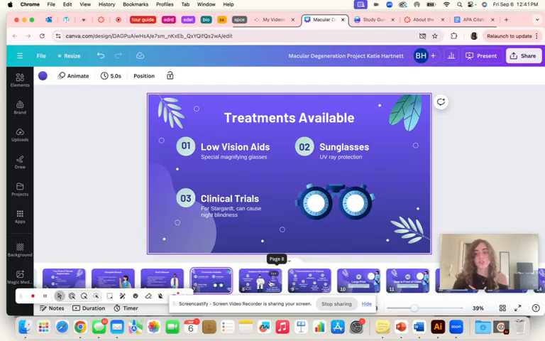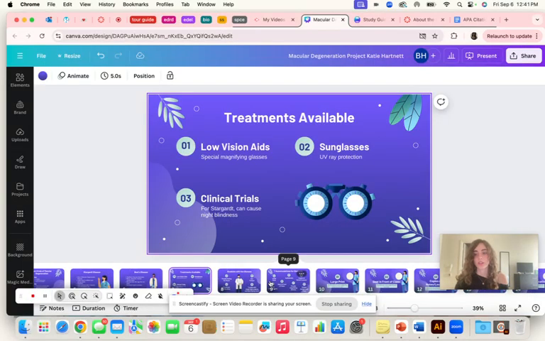When we're talking about treatments for this disease, there is no cure, but there are some things that can aid students or children with this disease. There are low vision aids. This involves special magnifying glasses that can be either physical or screen magnification devices on a computer. Second is just sunglasses for UV ray protection. And third, there are some clinical trials to try and cure this disease, but for Stargardt, it can cause night blindness. So there are some downsides to those clinical trials.